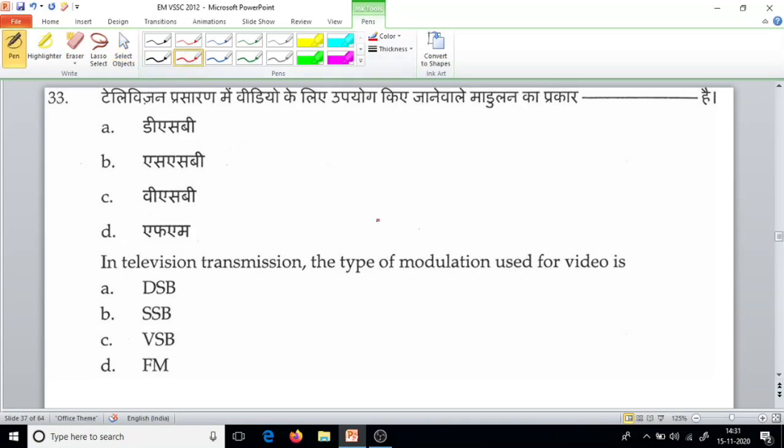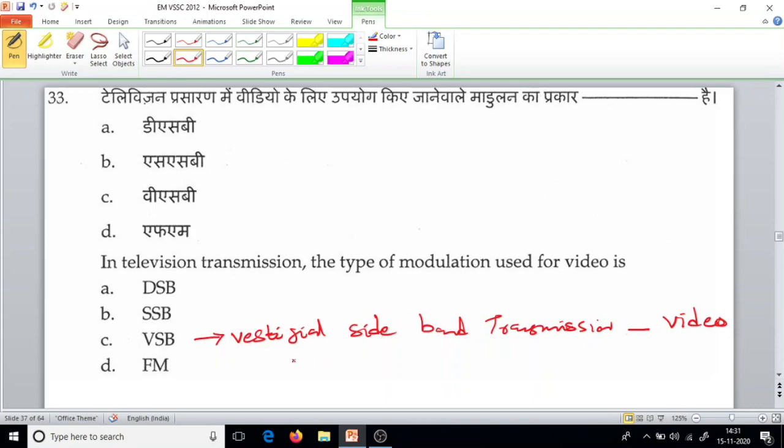In television transmission, the type of modulation used for video is vestigial sideband transmission. Vestigial sideband transmission is used for video, and for audio, what is used? FM is used for audio.